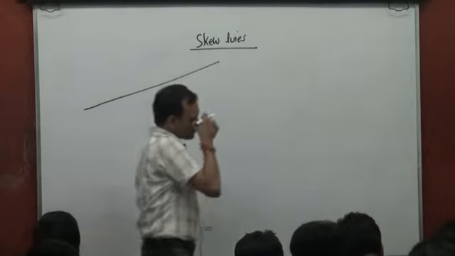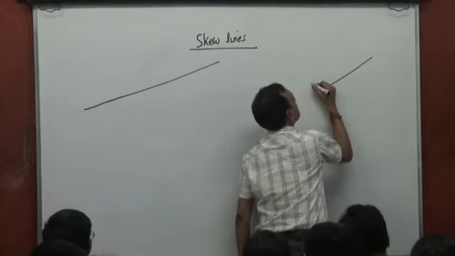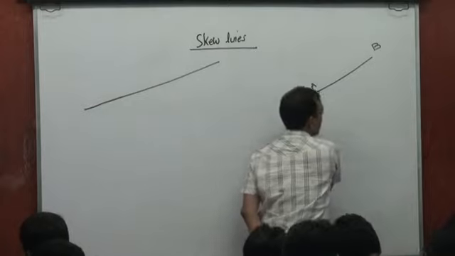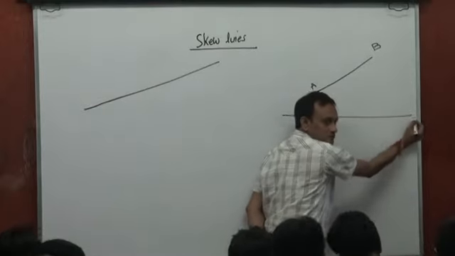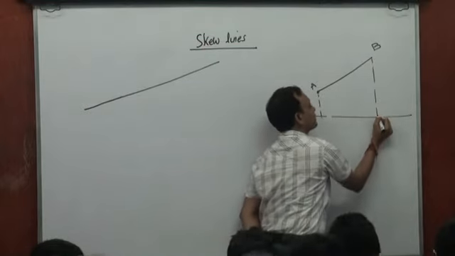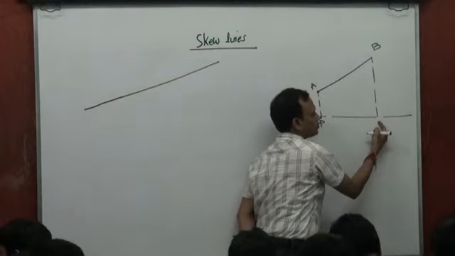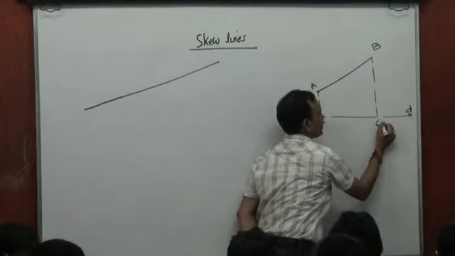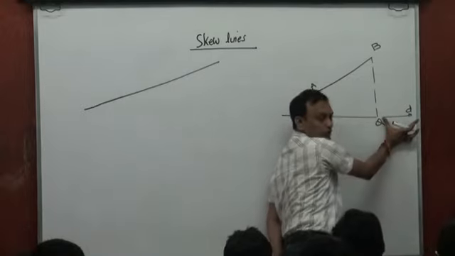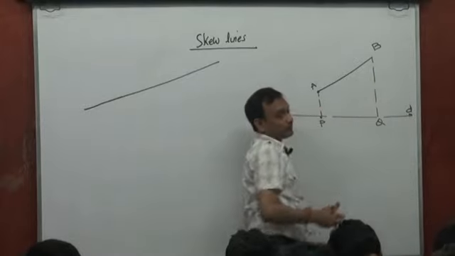One more thing. If this is a point A and this is a point B, and this is a certain direction D, then the perpendicular from A onto the direction D, call it P, and the perpendicular from B onto this direction D, call it Q, then PQ is said to be the projection of AB along D. Which means what?